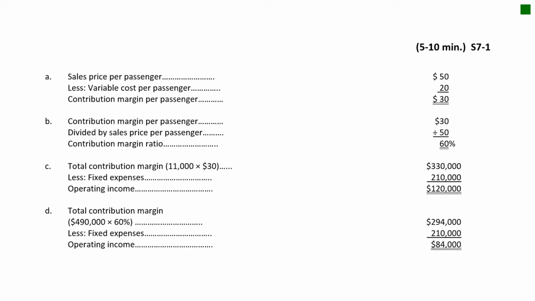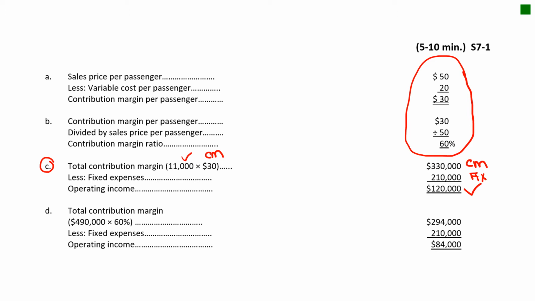So as you can see, part A and B, I've already shown you these two. Just go back to the previous slide. And then look at part C. They wanted you to make a prediction. So here's your contribution margin per unit of 30 times 11,000. Notice that's your total contribution margin. You've got your fixed cost of 210. You subtract that, you get a projection of $120,000.